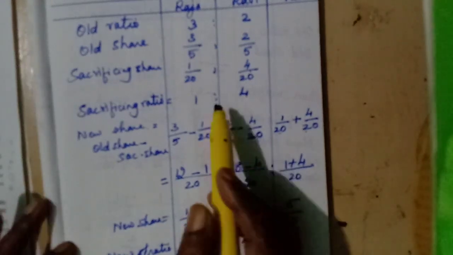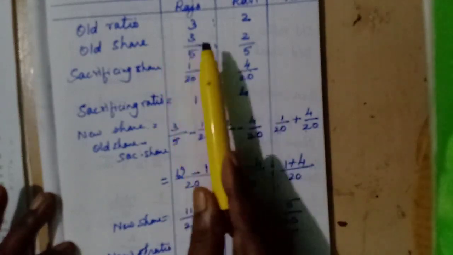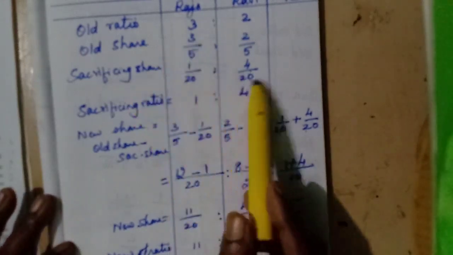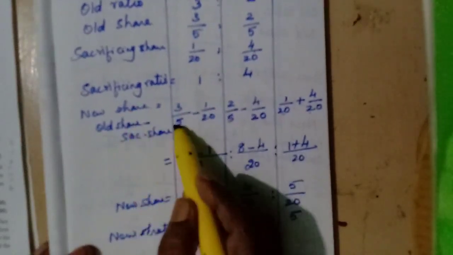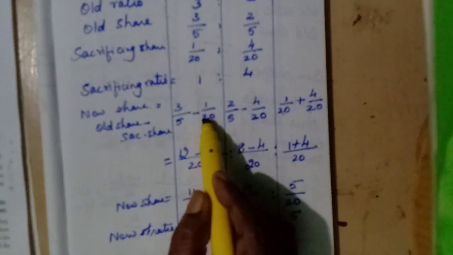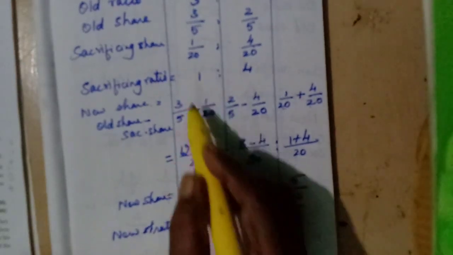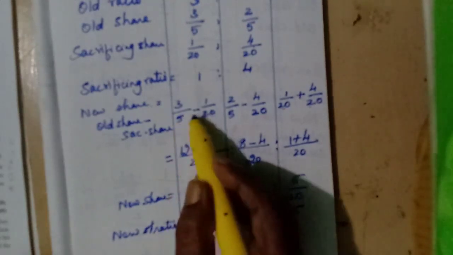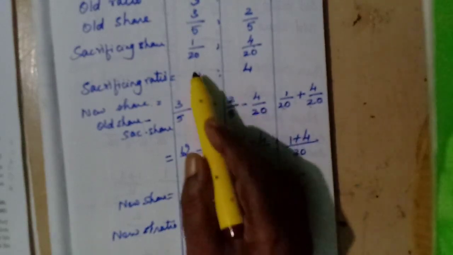the same thing. Sacrificing ratio given. Okay. Old ratio, old share, sacrificing share. Then, sacrificing ratio. Now, new share, how to calculate? Old share minus sacrificing share. Old share, how much? 3 by 5. Minus sacrificing share 1 by 20. Okay, this is given in the book. Very easy one. Okay, calculating LCM and subtracting only, you have to do it carefully.